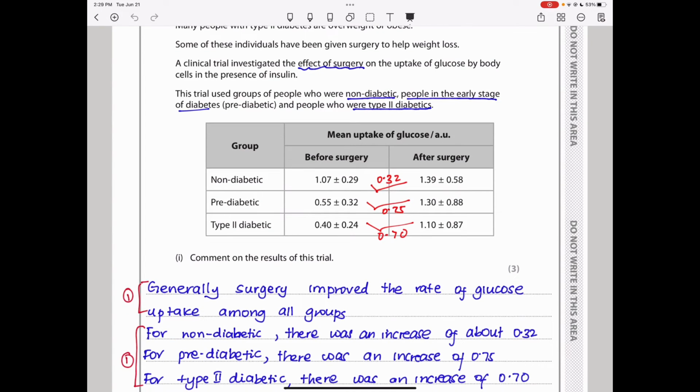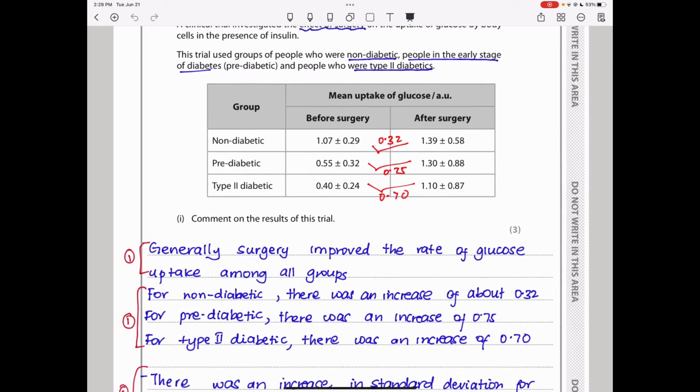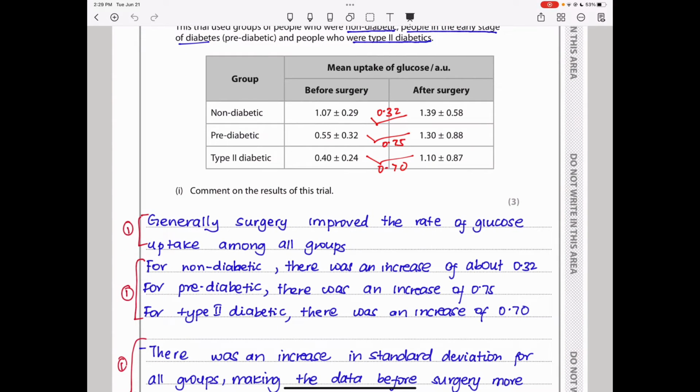So let's continue. Here we have the results in the table. Now the key thing here is they've given us the results, and since there is the standard deviation, it means the experiments were repeated and the means were calculated, so the results can be dependable. For each, you can see we have the standard deviation that shows us experiments were repeated. The standard deviation was calculated. Results could be more reliable. So we can go. The first part they say, comment on the results of this trial.